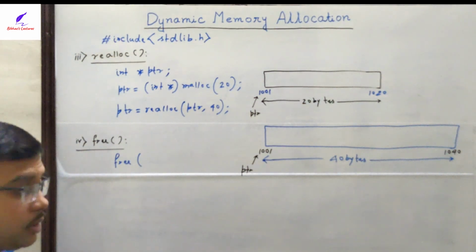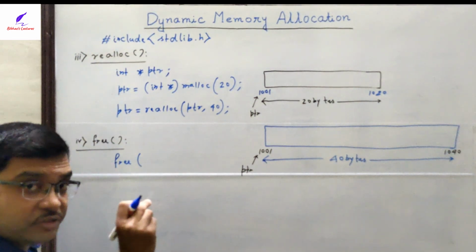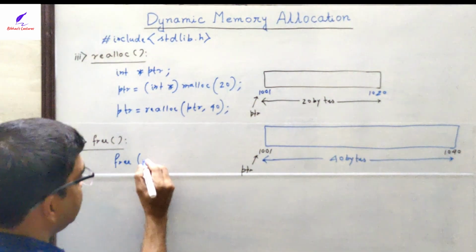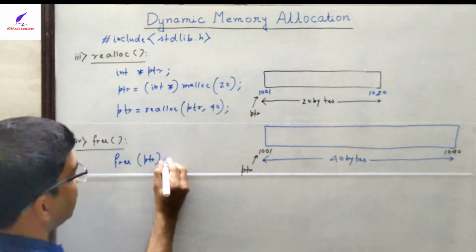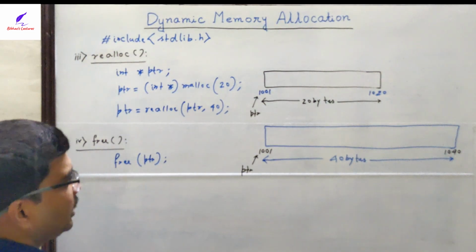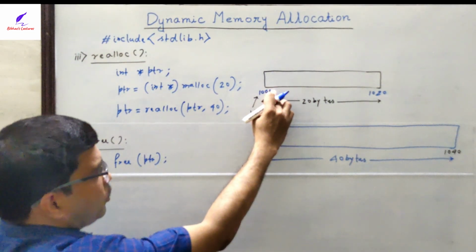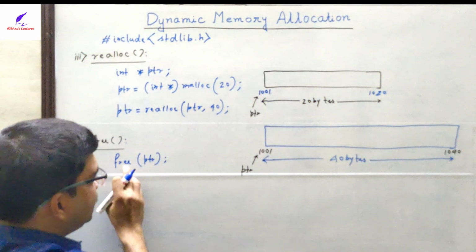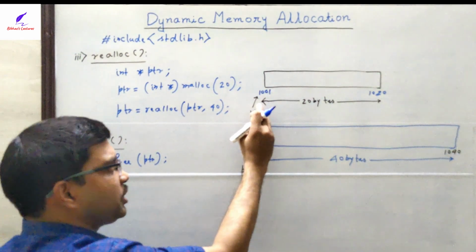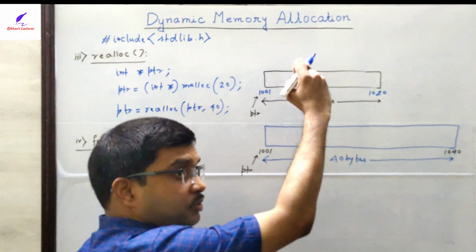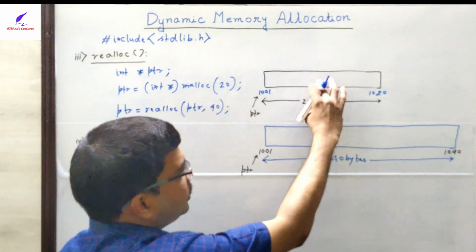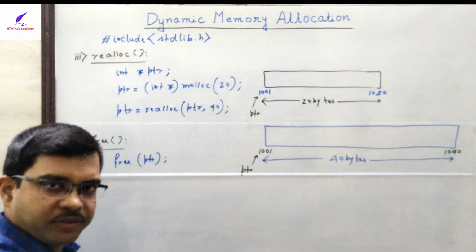You just call the free function and mention the starting address from where you want to free up the memory. So we are mentioning ptr: free(ptr). Suppose ptr is now pointing to this location, 1001. If you are passing free(ptr), that means from 1001, whatever contiguous location has been allotted previously by the malloc or calloc function, the entire block of bytes will be freed up. Here it is 20 bytes, so the entire 20 bytes will be freed.